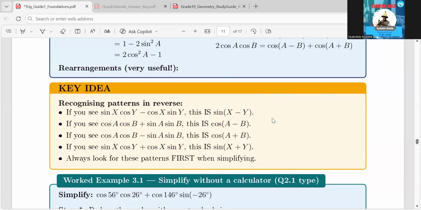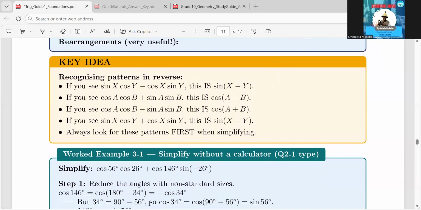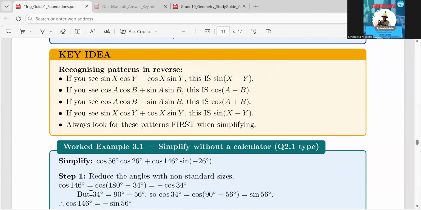Okay, so here's an example. Simplify cos 56 cos 26 plus cos 146 sine negative 26. You can pause the video and try it out. Right. So, first things first, we're going to reduce 146 and write it using the reference angle 34. So cos 146 is in the second quadrant, so cos is negative there. So this is negative cos 34.